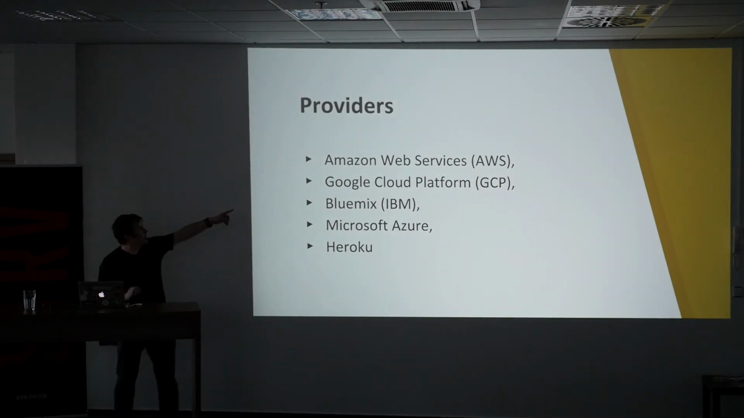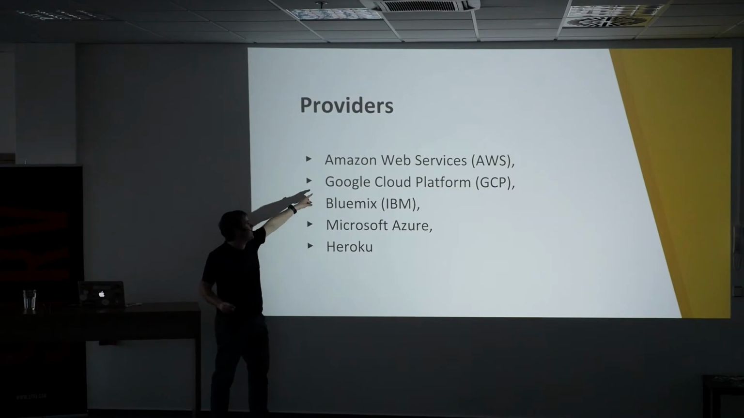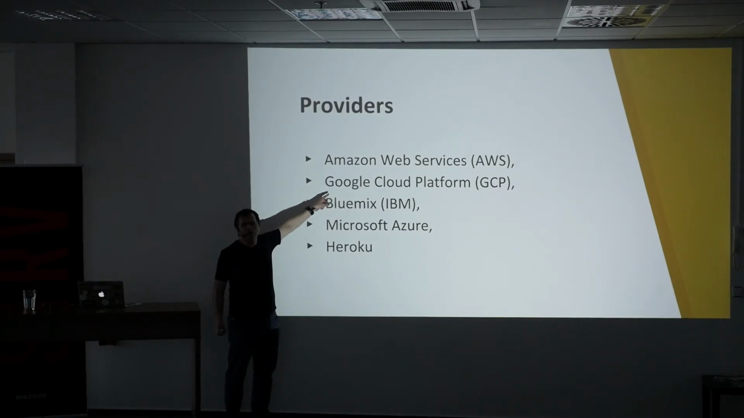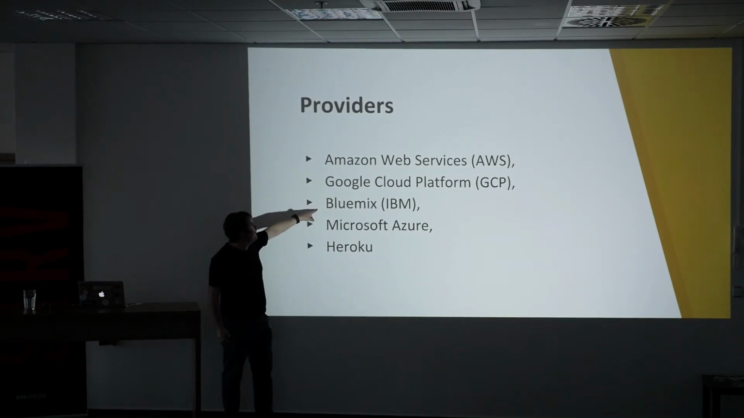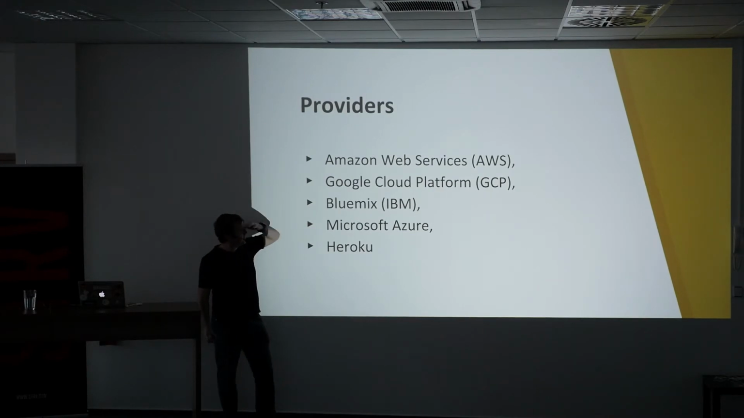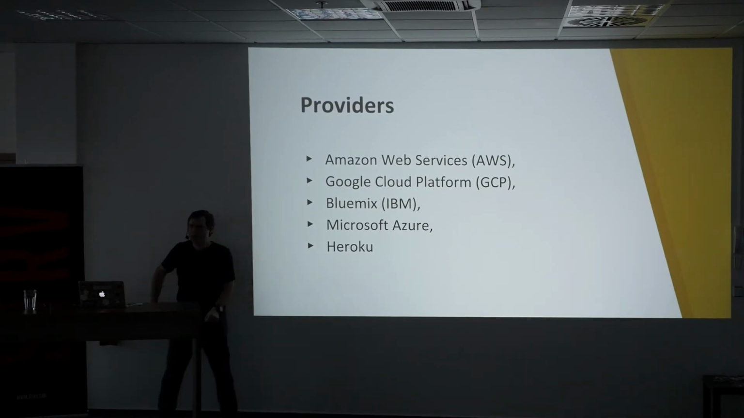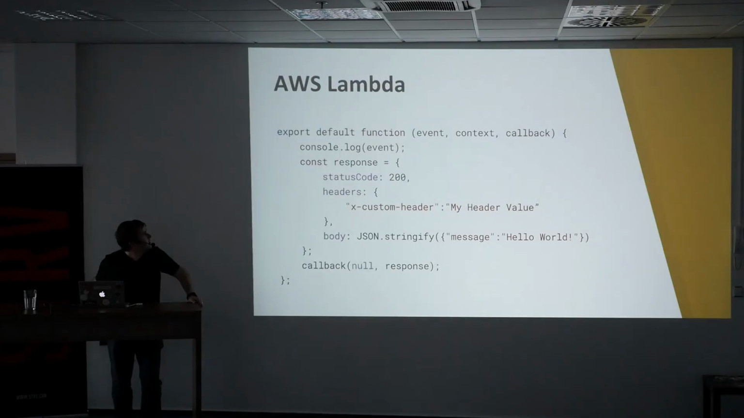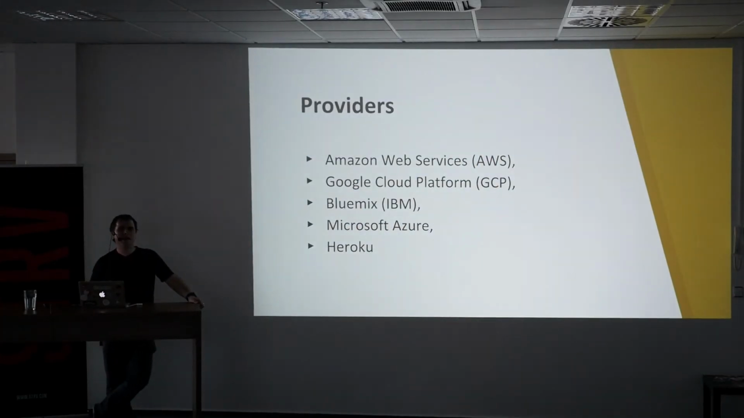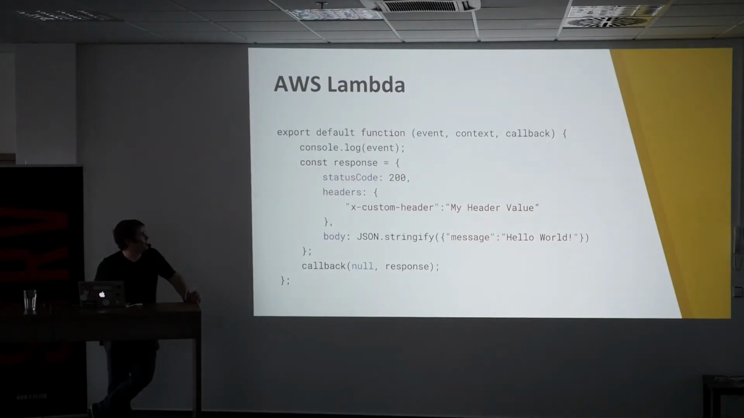Amazon is one of the providers. Google Cloud Platform, I think that is called Functions. Bluemix, I think that is called OpenWhisk. Microsoft Azure, I'm not sure what it's named there. Heroku, the question is if it's function as a service.